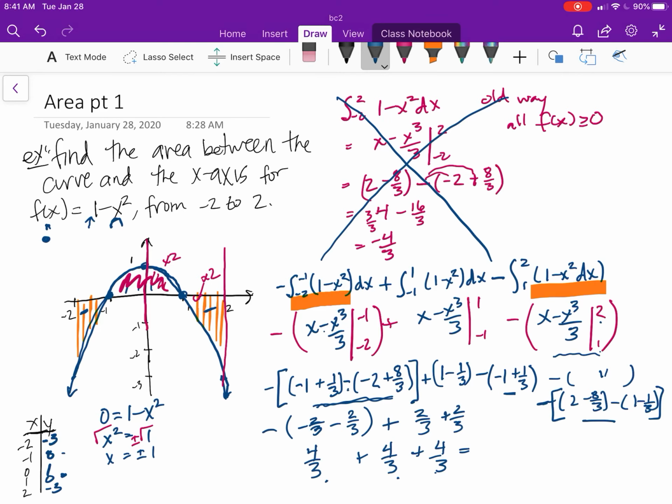So 4, 8, 12 thirds, which is 4, and I don't know the units. It's math. Sometimes they make these random problems without units, whatever. So 4 units, whatever it is, squared, because we are finding an area.